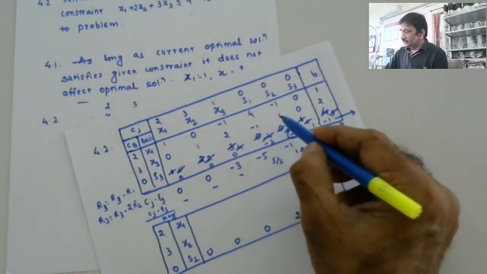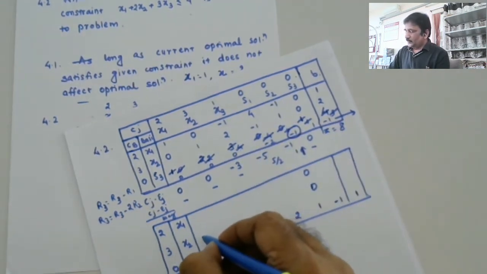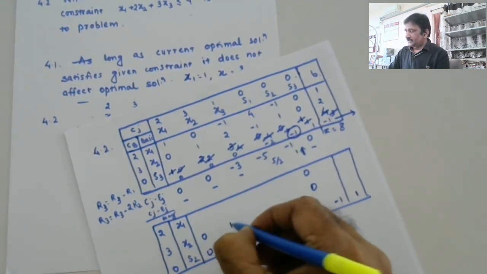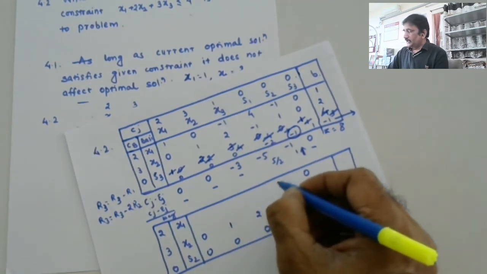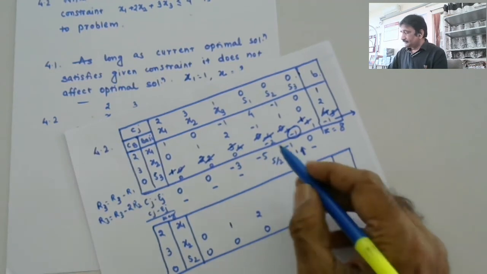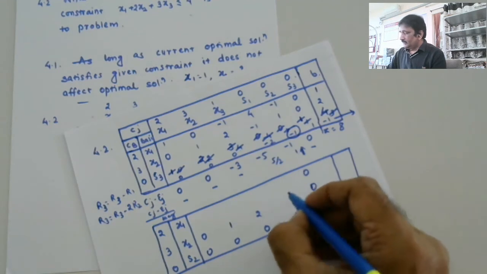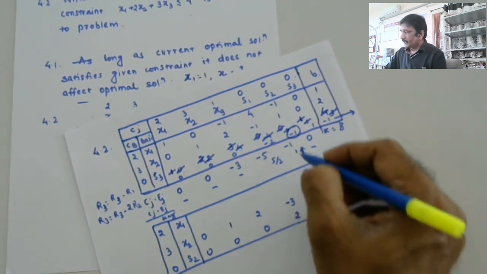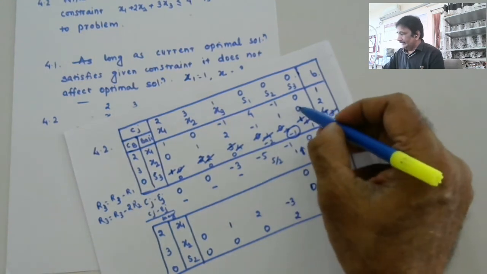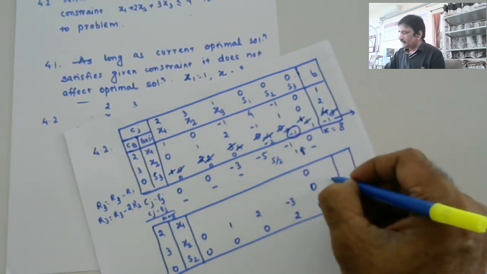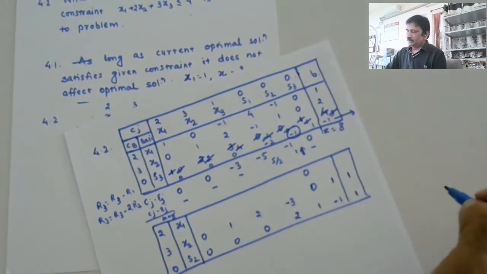Now here I want 0, so simple addition will get me 0 here. 0 plus 0 is 0, 1 plus 0 is 1, 2 plus 0 is 2. Then minus 1 minus 2 is minus 3. Then minus 1, 1 minus 1 is 0. And here 0 plus 1 is 1, and 2 minus 1 is 1 again.